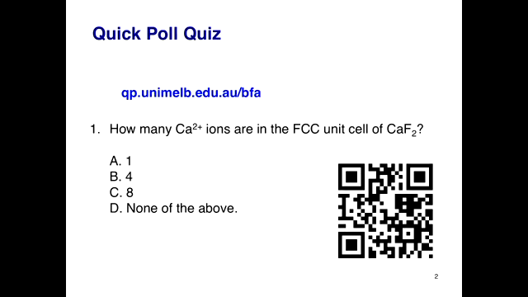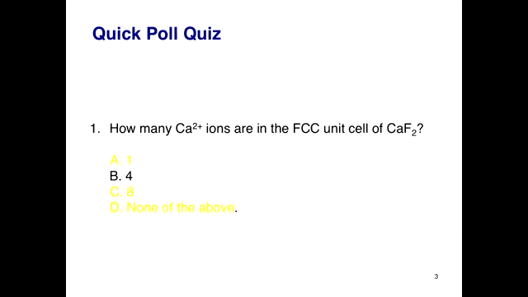Plus we have the calciums in the middle of each face. If they're in the middle of each face, they're shared between 2 unit cells, so half of their volume is inside that unit cell, and we have 6 faces. 6 times a half is 3, plus 8 times an eighth is 1, a total of 4. So the answer to that is B, which was the most popular response with 45%, and the late voters, fantastic to see, picked the right answer. Okay, let's clear that.